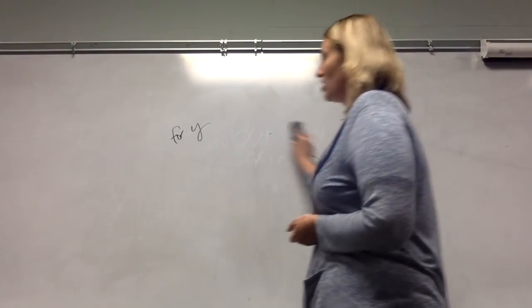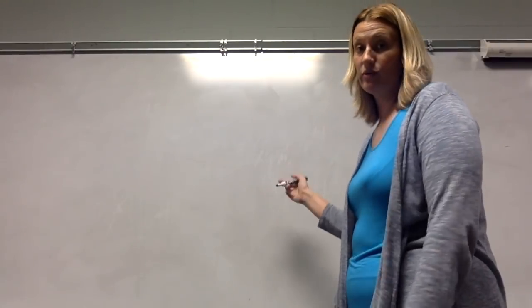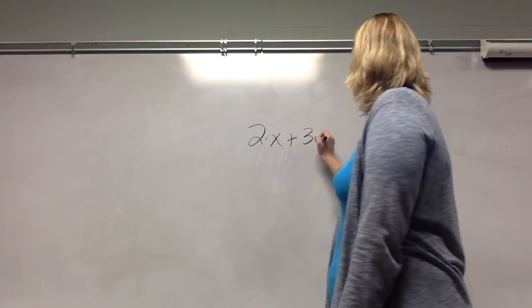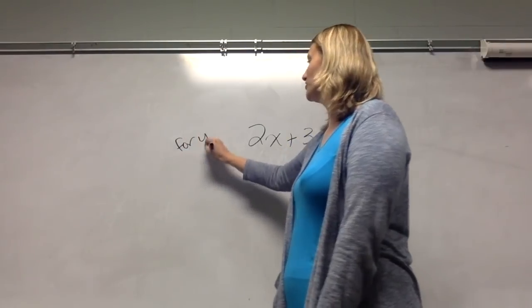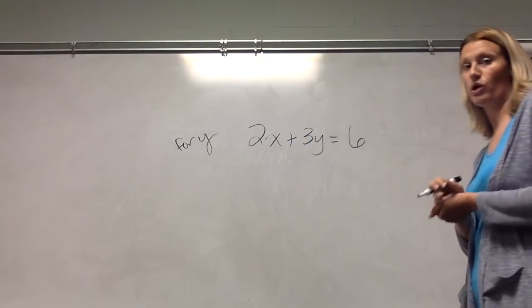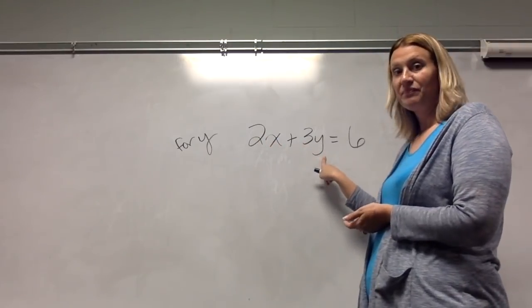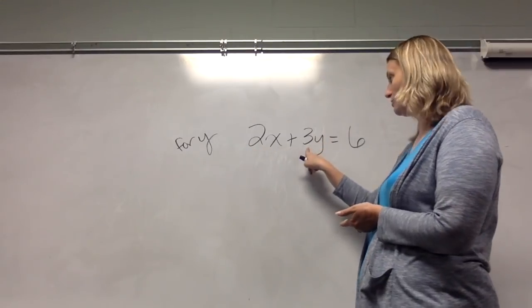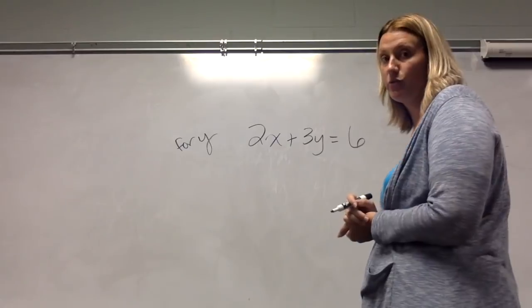Now, you will have some that are more than one step. They are, in fact, 2-step. So an example of that could be 2x plus 3y equals 6. And again, we will solve for y. So this is a 2-step because I need to isolate y, which means I need to get rid of this addition and then this multiplication. So undo the addition of 2x and the multiplication of 3.